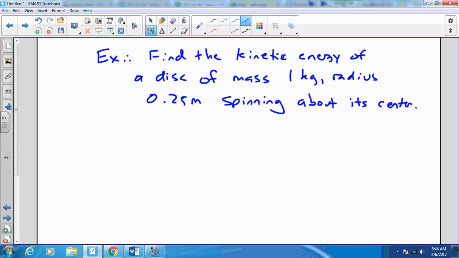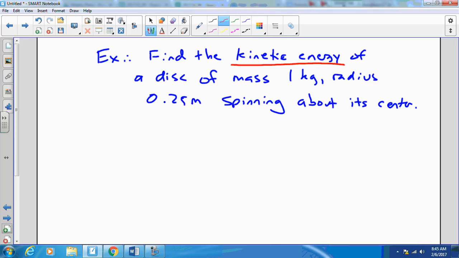Find the kinetic energy of a disk of mass 1 kilogram, radius 0.25 meters, spinning about its center. One thing that I want you to observe about this question is that it does not explicitly specify whether we're talking about kinetic energy or rotational kinetic energy or translational kinetic energy. So we as the problem solver actually have an option as to whether we want to compute that kinetic energy through 1/2 mv squared or through 1/2 I omega squared.